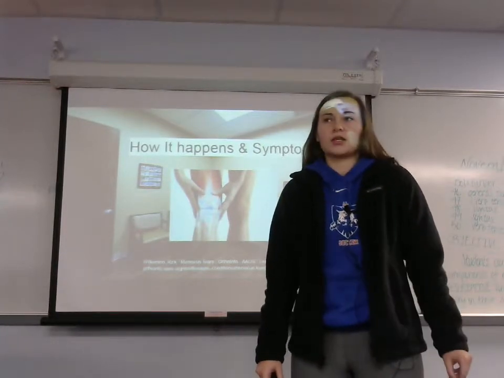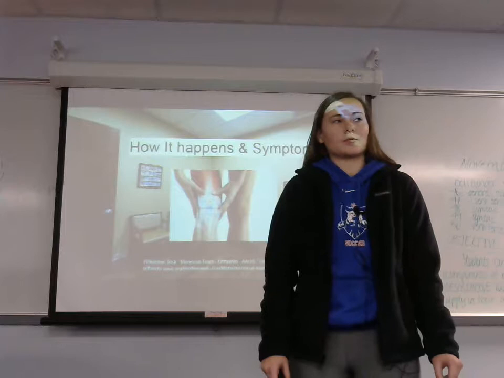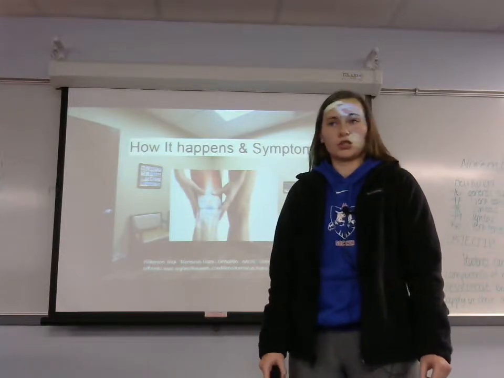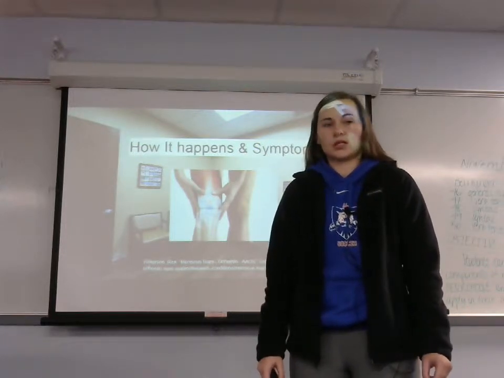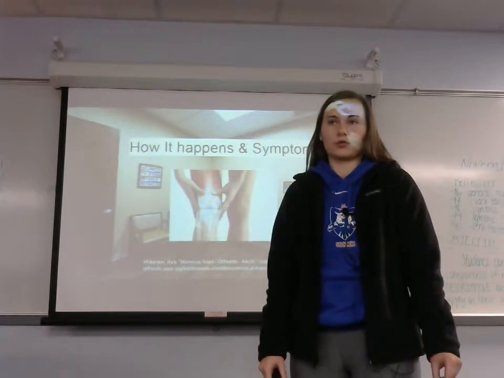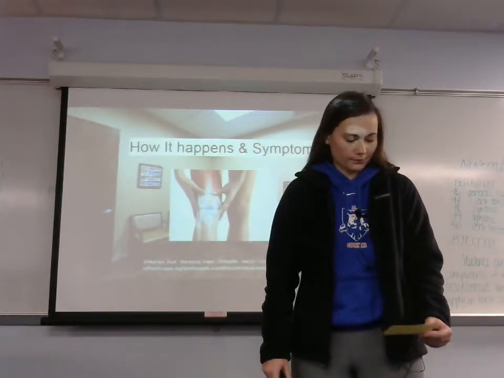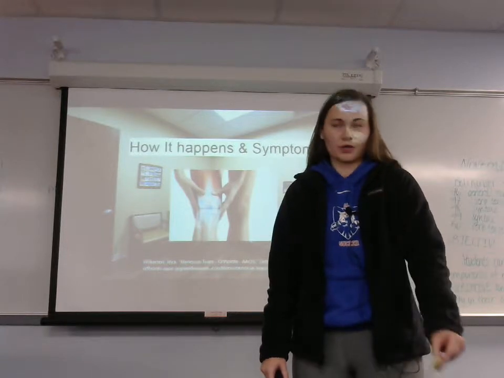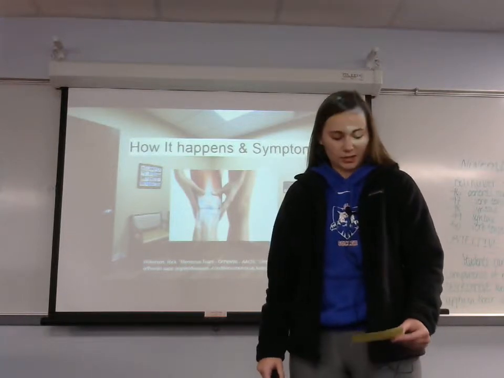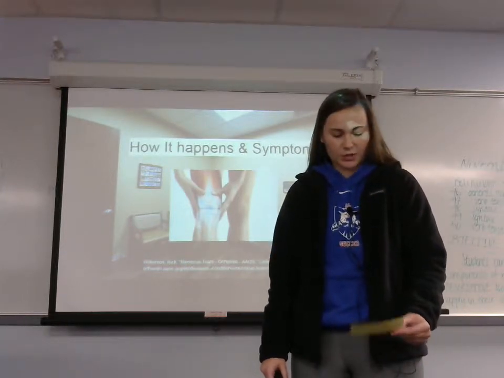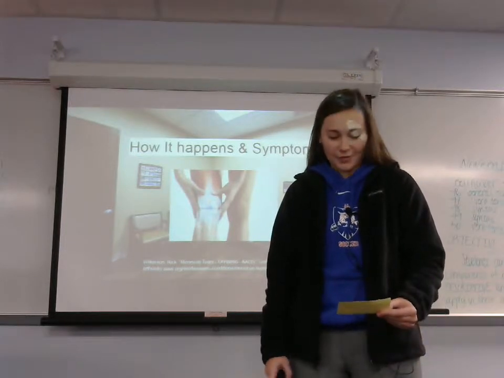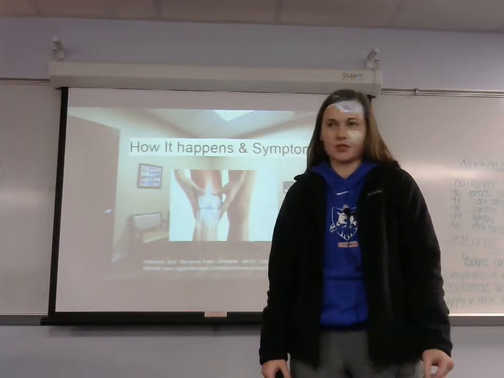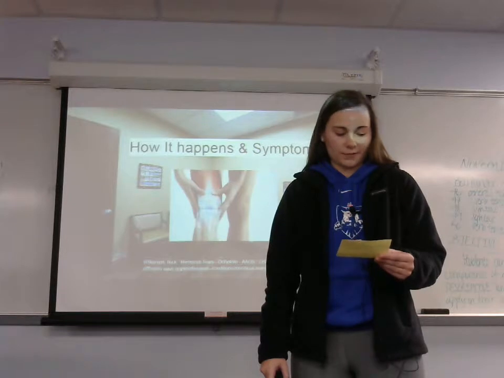A meniscus is a crescent-shaped, rubbery-type cartilage in the knee. There are actually two of them. You have the medial meniscus, which is on the inside of the knee, and the lateral meniscus, which is on the outside of the knee. It provides a vital part in the knee joint because it's a buffer between the femur bone, which is the thigh bone, and the tibia, which is the largest bone in your leg.